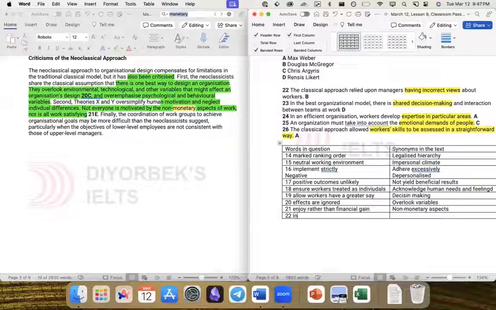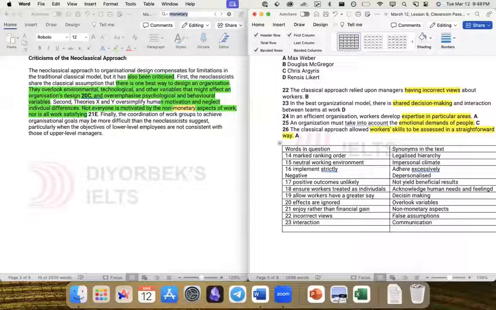22. Having incorrect views is a synonym for false assumptions. 23, interaction is a synonym for communication. 24 is a synonym for expertise, ability and experience. 25 is a synonym for emotional demands, the needs of human feelings.